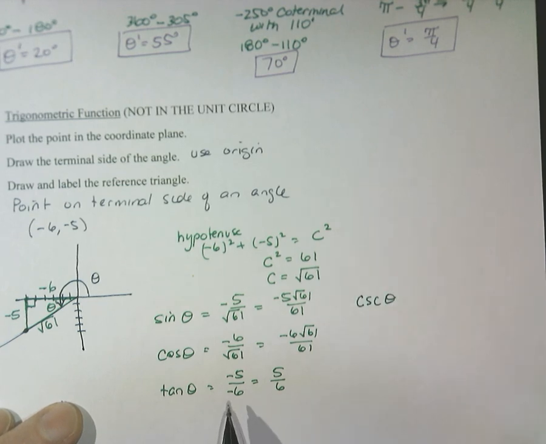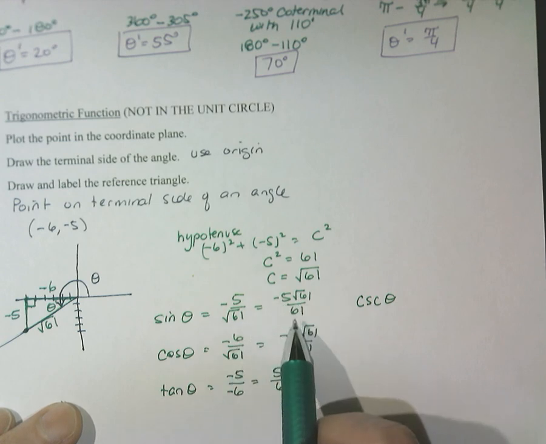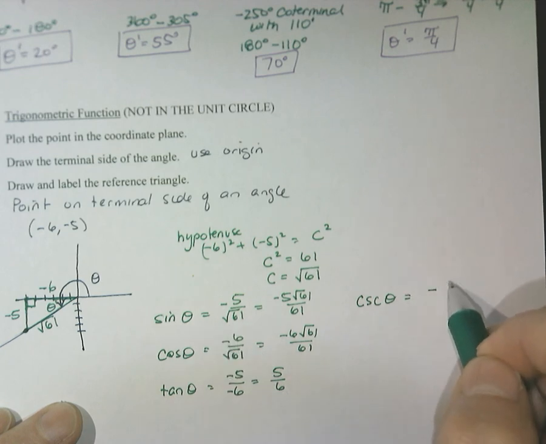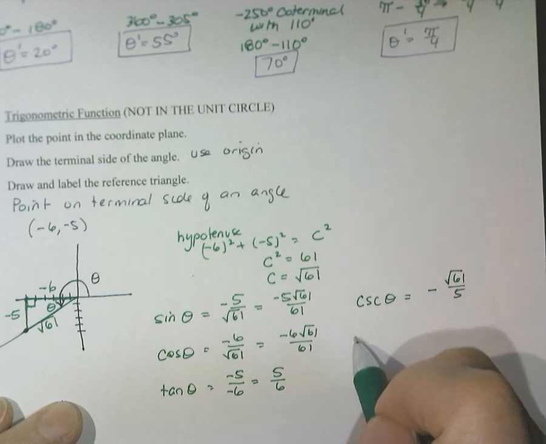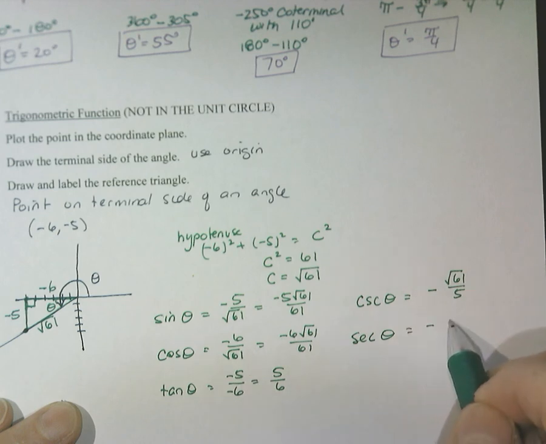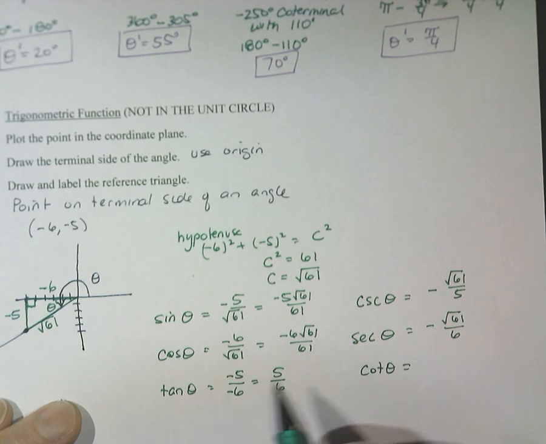Once I do those three, I can easily figure out my cosecant, secant, and cotangent. So the cosecant is just the reciprocal of the sine. So I'm not going to go back to the one that I've rationalized. I'm going to look here at my first one that I wrote down. So I have negative square root of 61 over 5. My secant is my reciprocal of cosine. So negative square root of 61 over 6. And my cotangent is going to be my reciprocal of tangent.